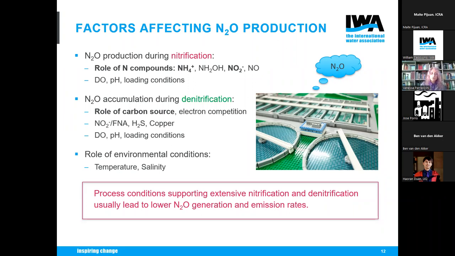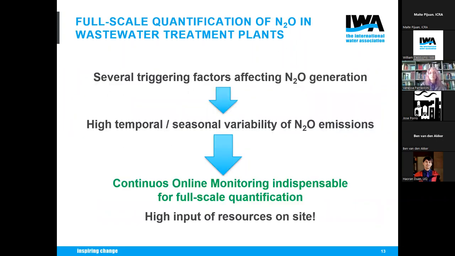But all in all, it can be said that process conditions supporting extensive nitrification and denitrification usually lead to lower N2O generation and emission rates. The high number of triggering factors impacting N2O generation in wastewater treatment plants is the main reason for the significant temporal and seasonal variability detected in measurement surveys to date.